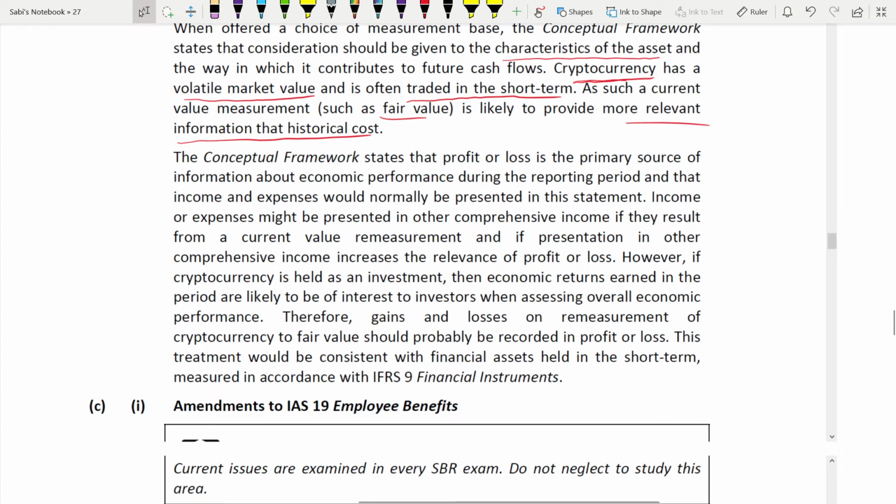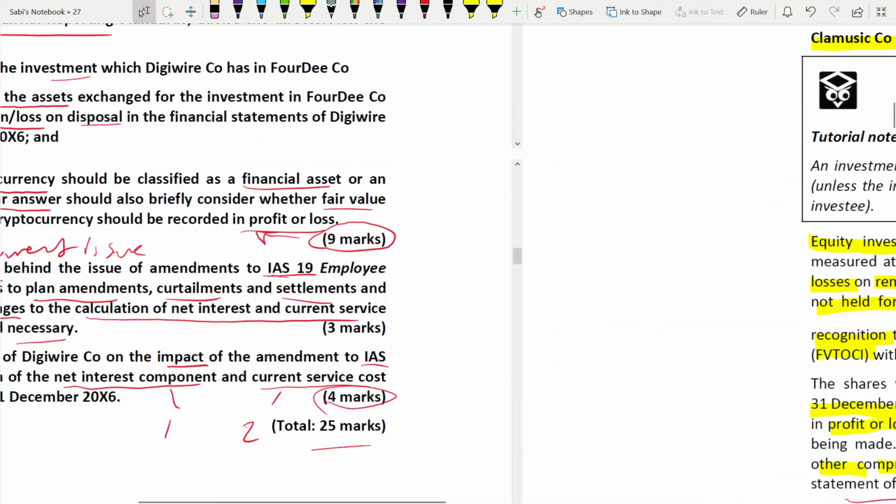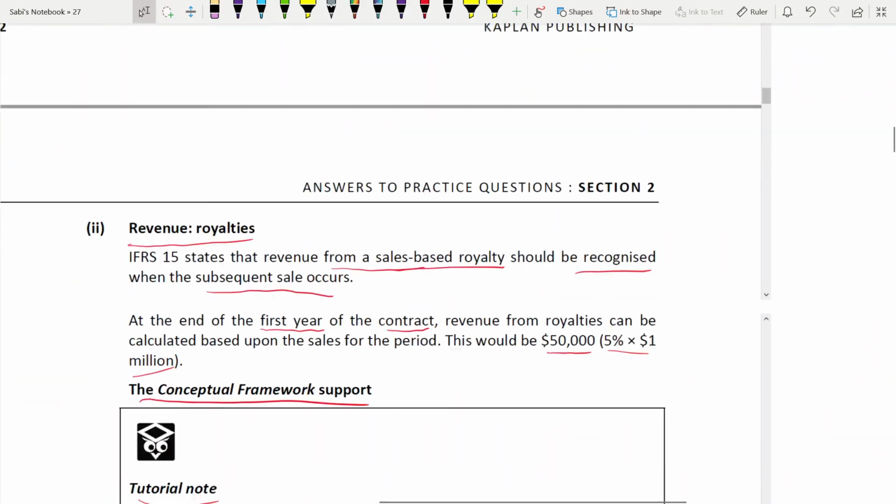Next, the last, this big paragraph. Just in case, again we'll keep on referring to it. Okay, so the question was asking financial or intangible, that we answered. Now fair value, whether it should be recorded in the profit and loss account, we are answering this part now. Okay, in the last paragraph, whether it should be profit or loss.